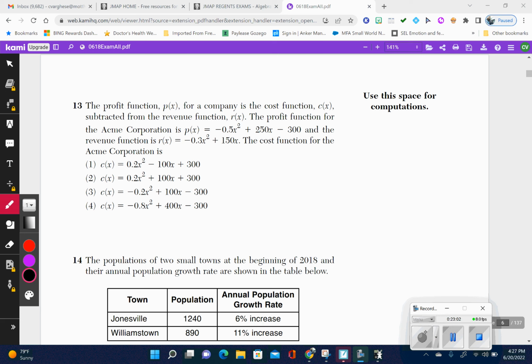Okay. So the next question you're going to need to know a formula for. There's profit, there's revenue, and cost. So how do they relate? Please write this down. Profit is going to equal the revenue minus the cost. Always. Profit is equal to revenue minus cost. They're telling us that the profit is this expression, so we're just going to plug that in. So negative 0.5x squared plus 250x minus 300 is equal to, because there's the equal sign, and the revenue is this.